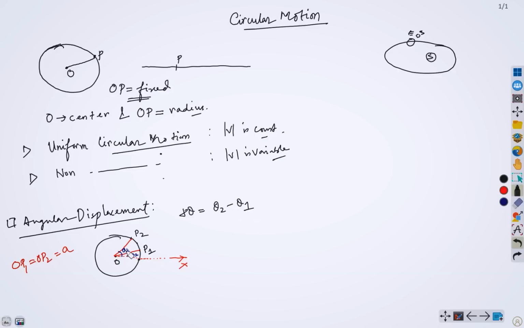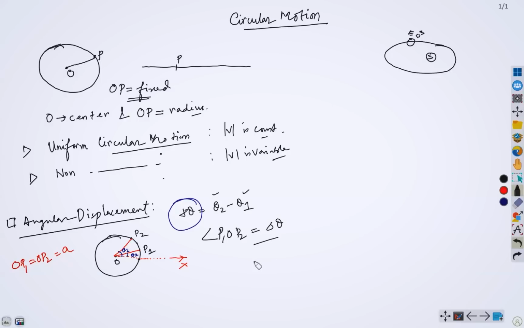Yes? So we will say the angle between the initial position and the final position of the particle in a given interval of time. Definitely you should mention that, in a given interval of time, because the particle is moving. So in this given interval of time, the difference between the initial and final positions we call angular displacement. This is the angular displacement of the particle. Okay? So we will write this as angle P1 O P2, delta theta, and this is the angular displacement of the particle. Okay?